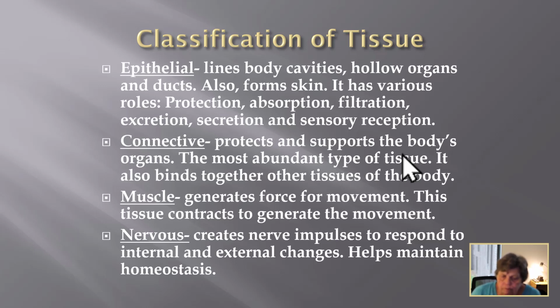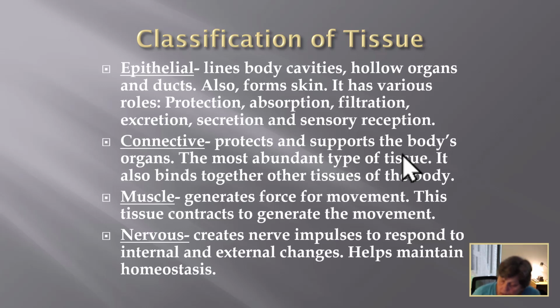Connective tissue, basically what I generally say is that it's a big group of tissues. If it's not epithelial, it's not muscle, it's not nervous, it fits into connective. So this is a protective, supportive type tissue. It's the most abundant tissue we have. It's going to underline a lot of these tissues, bind them together. So it's very, very, very good.